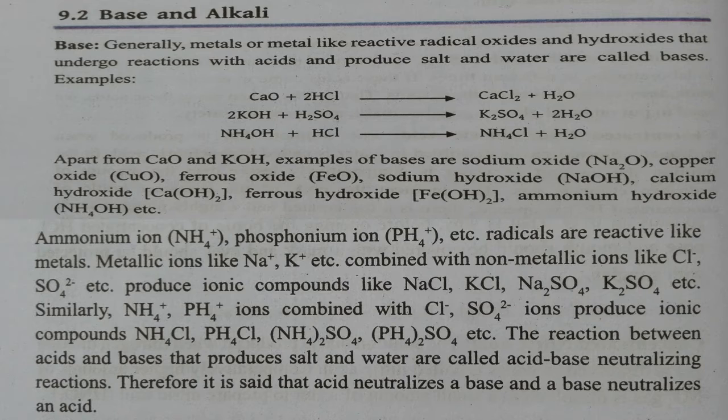2 potassium hydroxide reacts with sulfuric acid, produces potassium sulfate and 2 water. Ammonium hydroxide reacts with hydrochloric acid and produces ammonium chloride and water. Apart from calcium oxide and potassium hydroxide, examples of bases are sodium oxide, copper oxide, ferrous oxide, sodium hydroxide, calcium hydroxide, ferrous hydroxide, ammonium hydroxide, etc.